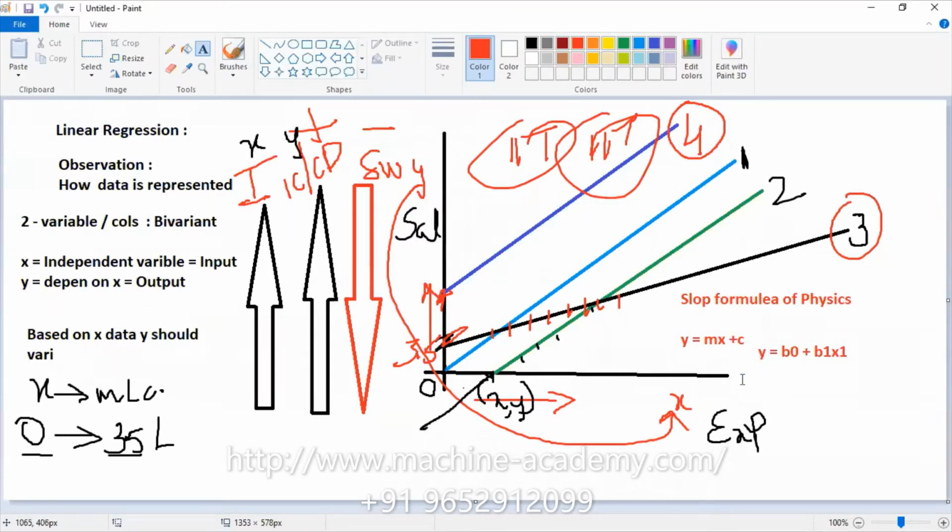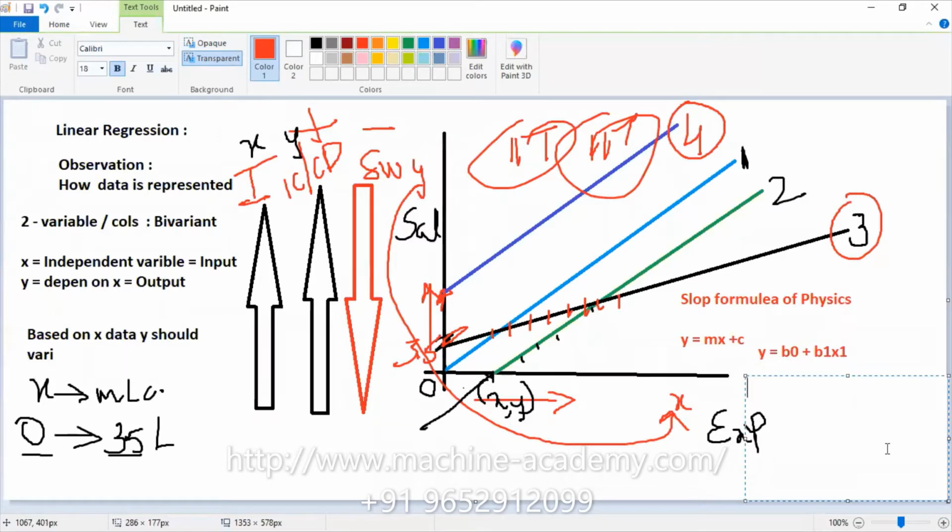If you go for multilinear regression, however many variables you have, that many x terms you are going to get. Suppose I have four variables. Three variables are considered input data and one variable is considered output data. The three input variables look like x1, x2 and x3, and one output, y. It is going to look like this.